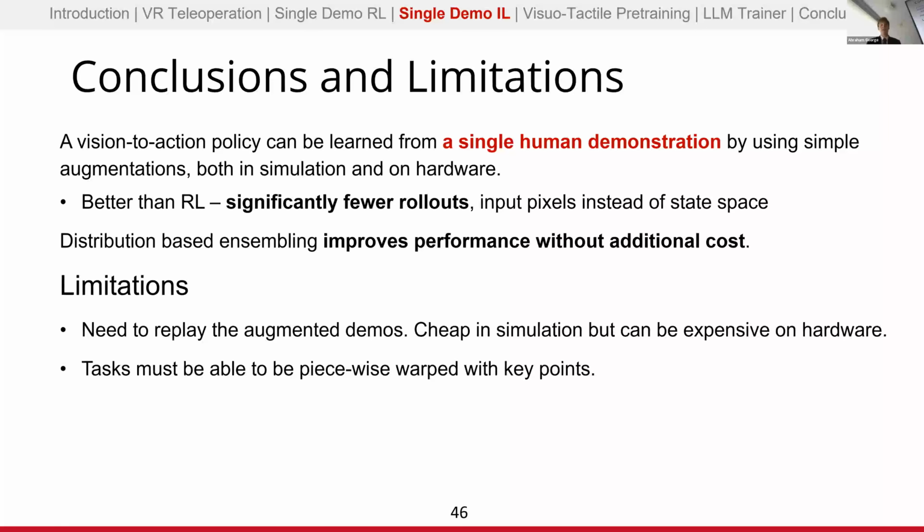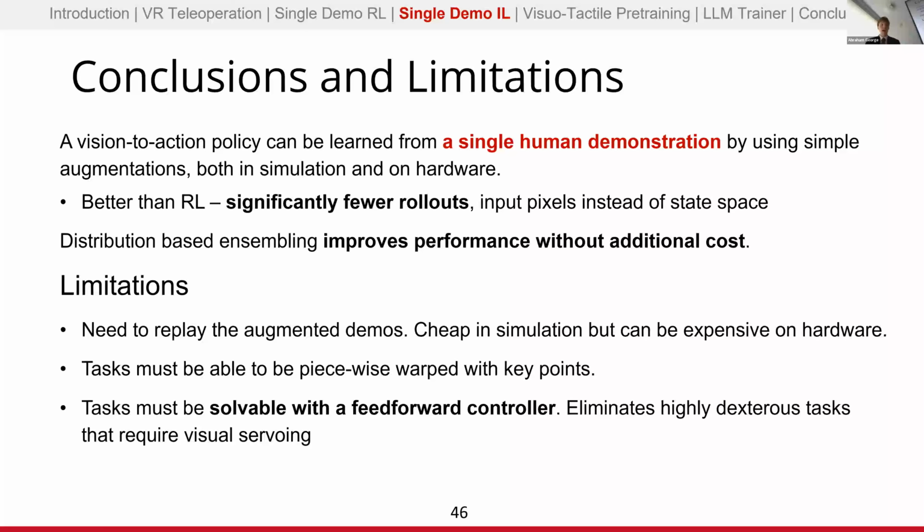Additionally, as with the previous work, the tasks have to be able to be piecewise warped, and we require a human to manually annotate that demonstration, choosing the objects in the scene that serve as these key points and how our trajectory would then be changed as those key points change. And then finally, all of these tasks have to be solvable with a feed-forward controller, which eliminates highly dexterous tasks that require, like, visual servoing. For example, you couldn't do cable plugging with this.